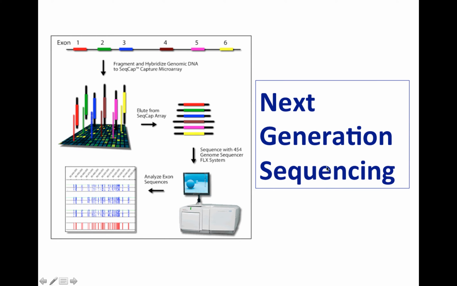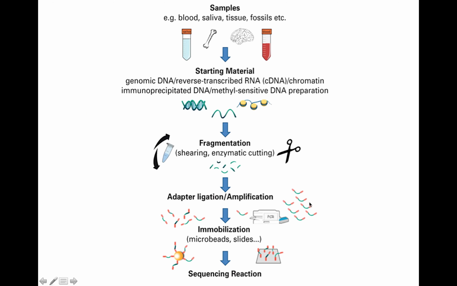Next-gen sequencing methods rely on assembling contiguous sequences, but they skip the cloning step, which is the most tedious of all. So if we look at the workflow for next-gen sequencing, we start with some kind of tissue, either some blood or some saliva or some fossils or some other tissue. And the genomic DNA is either you have genomic DNA or you reverse transcribe some RNA to get some cDNA, or you have some chromatin or some other DNA preparation from a particular experiment.